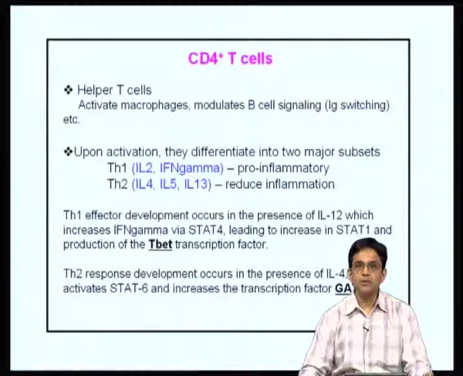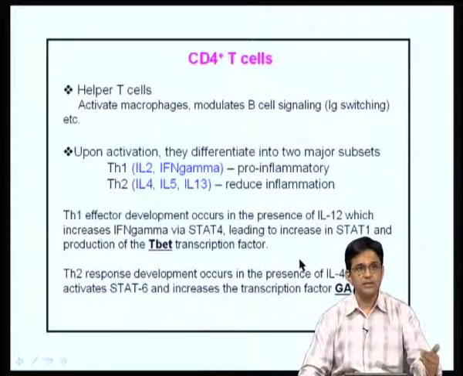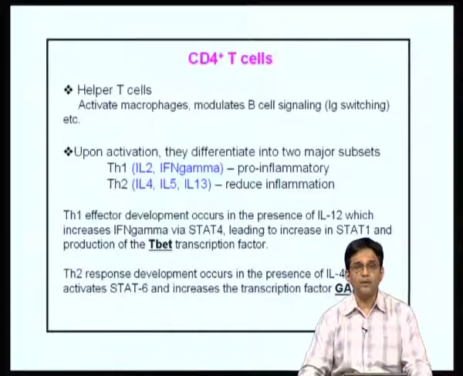The mechanisms by which Th1 and Th2 differentiate are well studied. In the case of Th1, this occurs in the presence of IL-12, which is produced primarily by the antigen presenting cells. Macrophages are very good producers of IL-12, and IL-12 increases interferon gamma via STAT4, and it leads to increase in STAT1 and production of the Tbet transcription factor. One of the important signatures of Th1 cells is Tbet, and Tbet is very important because in the absence of Tbet you do not get the Th1 types.